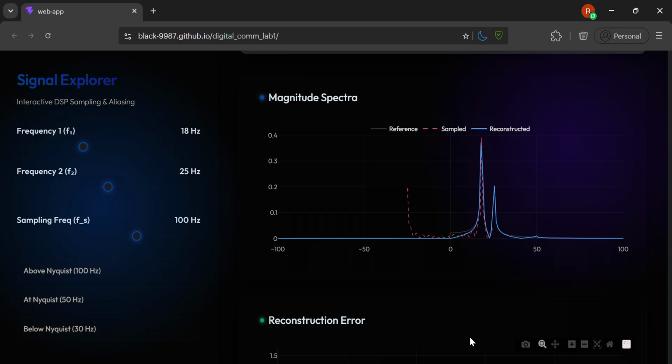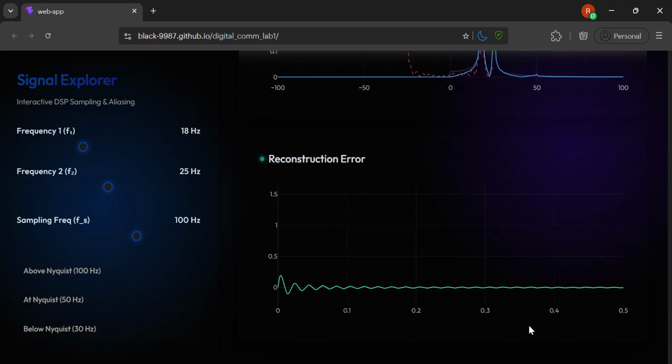The reconstruction error graph at the bottom shows the difference between the original waveform and the reconstructed waveform. Since the reconstruction is good, in this case the error remains relatively small, apart from the small numerical and boundary effects caused by the finite simulation.